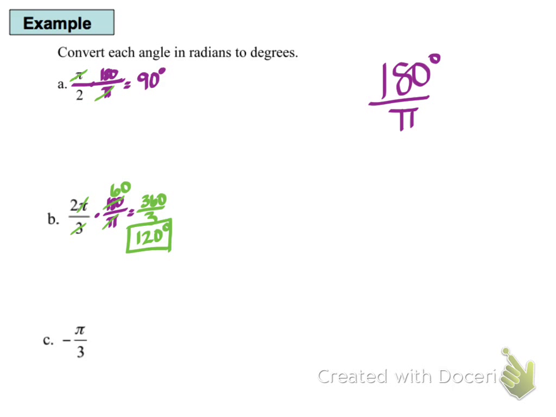And the last one, negative pi over 3. Once again, we're going to multiply by 180 over pi. The pi's will cancel out, and let's see, 3 goes into 180 60 times, so it looks like we get negative 60 degrees. So the big thing to take out of this slide is that if I'm converting from radians to degrees, I'm going to multiply by 180 over pi.